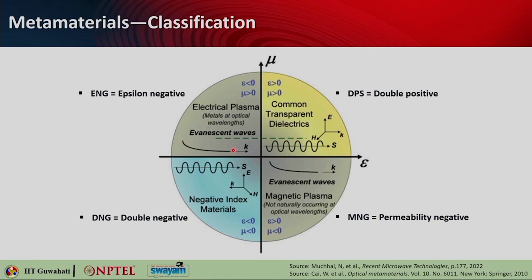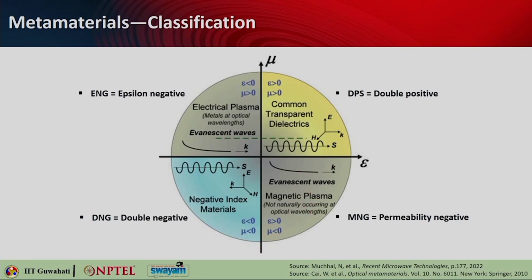And if you think of the fourth quadrant, you can see the permittivity is positive but permeability is negative. This typically happens in magnetic plasma and it does not occur at optical wavelengths. So you do not have any natural material over here. You can have natural materials over here, which are the dielectrics. You can have natural materials over here like metal, but nothing at optical frequency comes to this region.